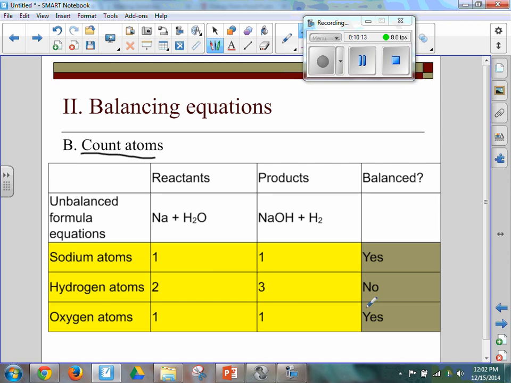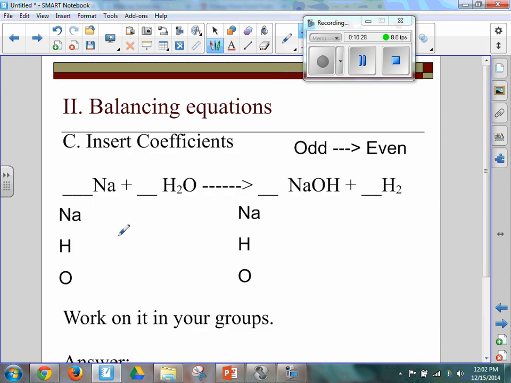Okay. My third column is telling me if I need to balance the equation or not. My sodium atoms, I have 1 to 1, so that's balanced. My oxygen atoms are 1 to 1, that's balanced. And my hydrogen atoms, I have 2 to 3, so that's not balanced. So obviously, I need to balance this equation. So to do that, we need to do a little bit of work.